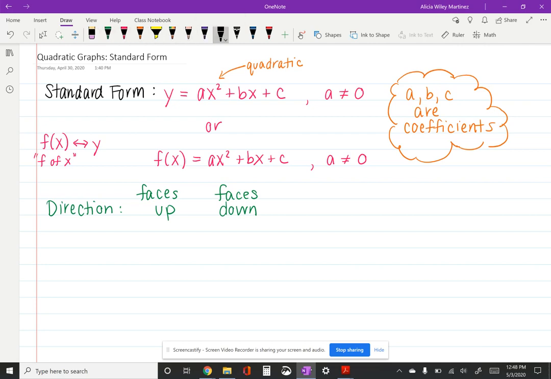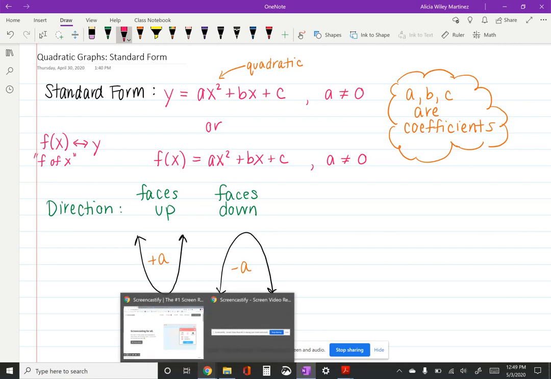So if you have a parabola that faces up, it'll look something like this. If you have a parabola that faces down, it'll look something like this. And the value of a, whenever it faces up, will be a positive a, and whenever it faces down, it'll be a negative a. And that's nice to know because it gives you an idea of what your graph is going to look like before you even graph it.